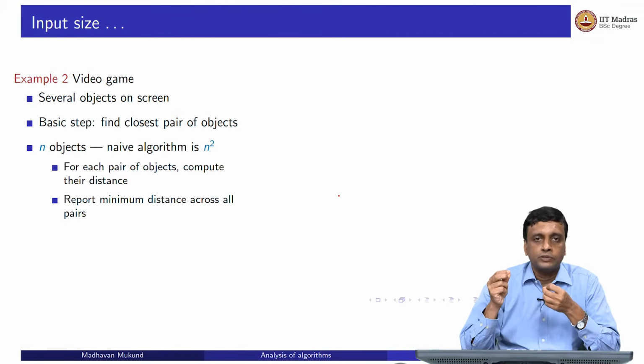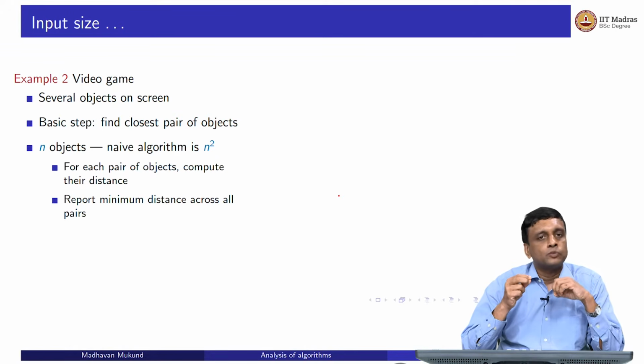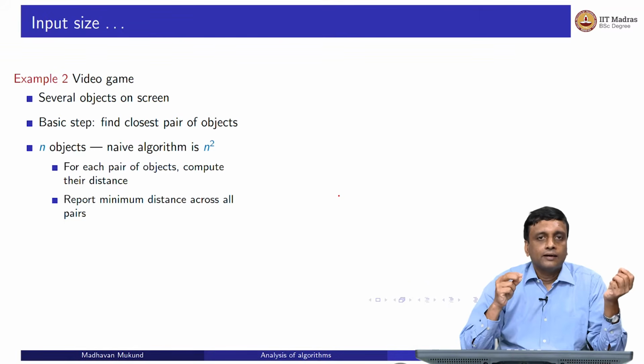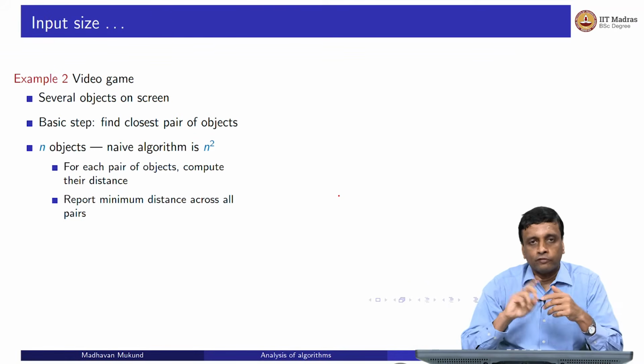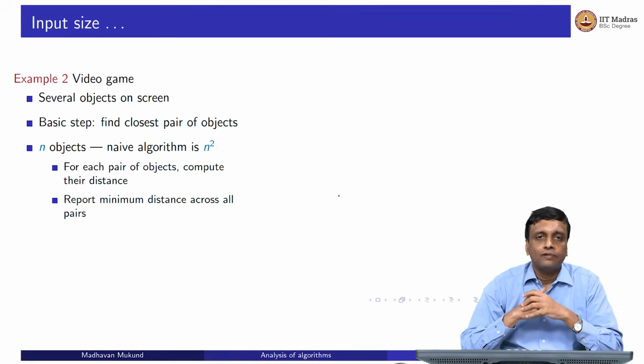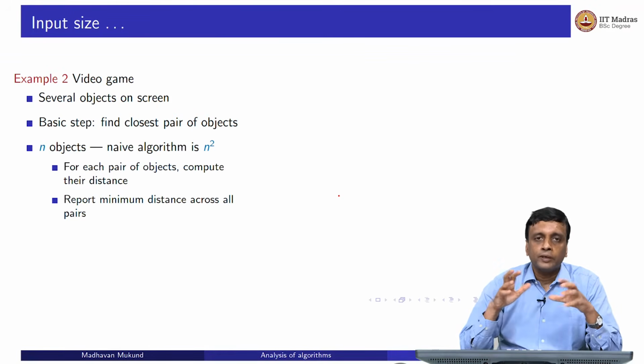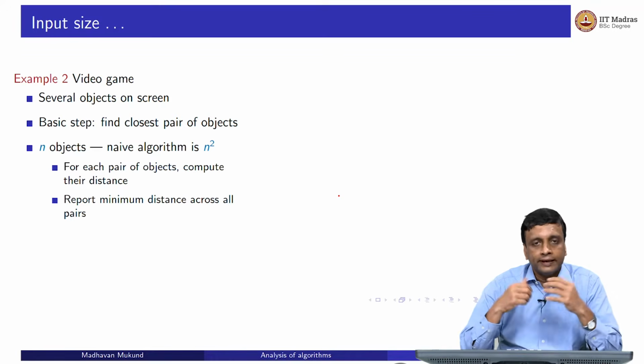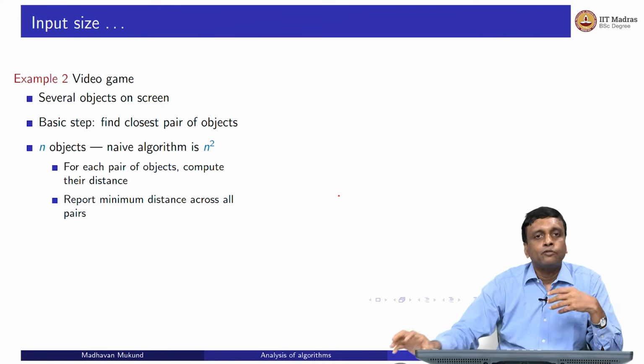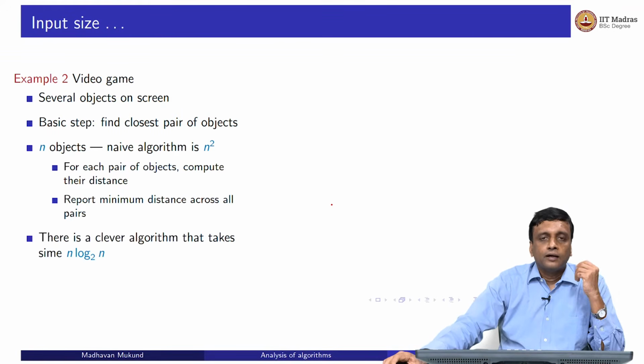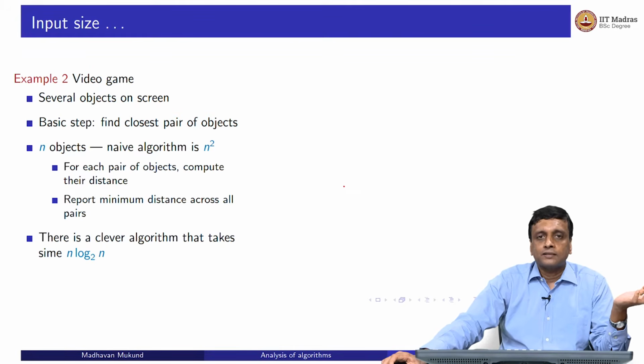Well, you will take each object and measure the distance from that object to every one of the n minus 1 objects on the screen, right? So we will have to compare n objects to n minus 1 objects. So of course you can divide by 2 because you don't have to compare it in both directions, but still it is roughly n into n minus 1 by 2, which is n squared. So if we want to compute all pairwise distances and then determine the minimum one, then we have to actually do n squared work.